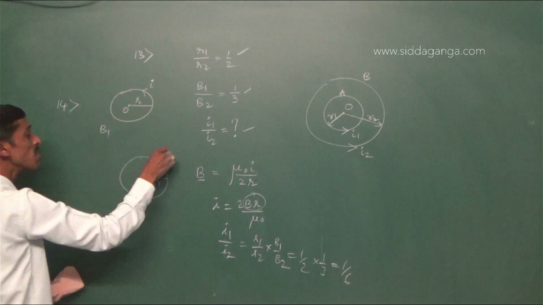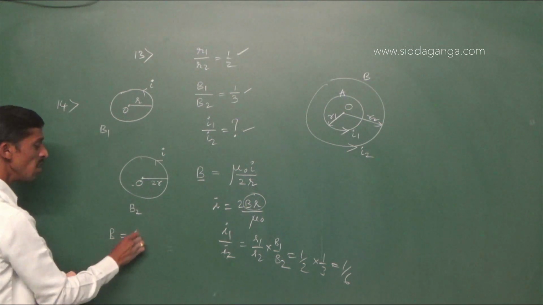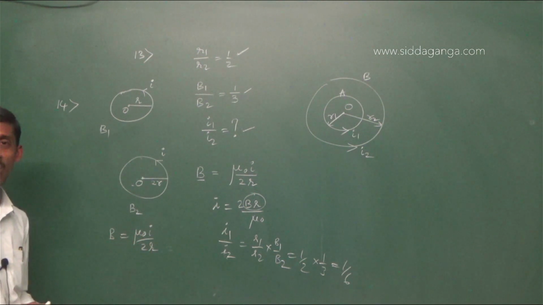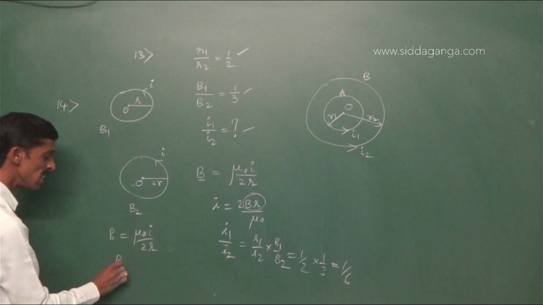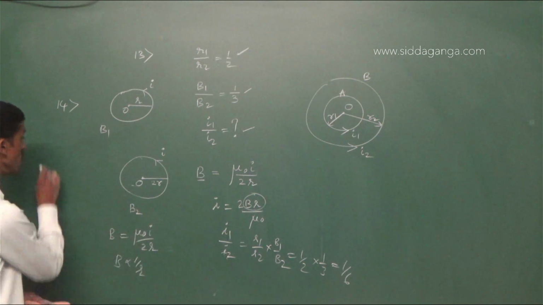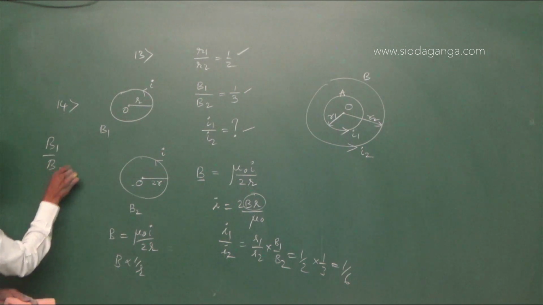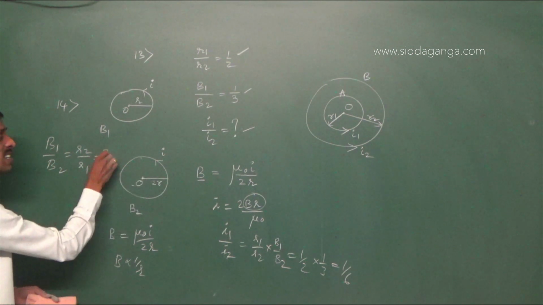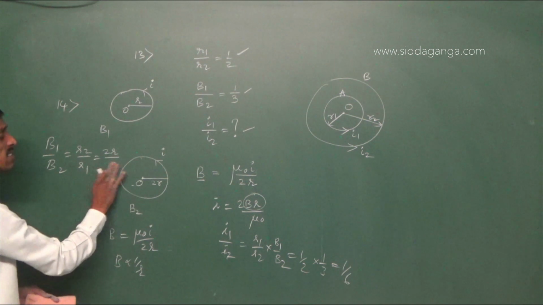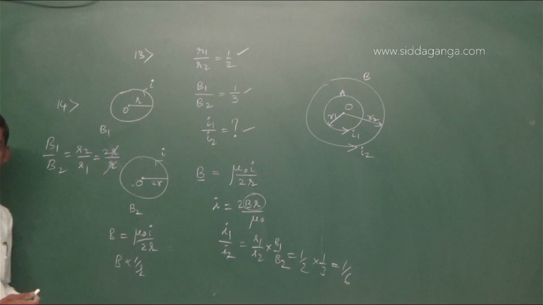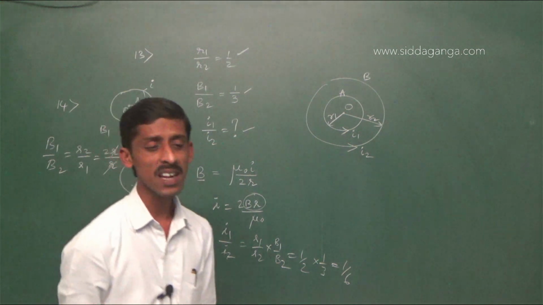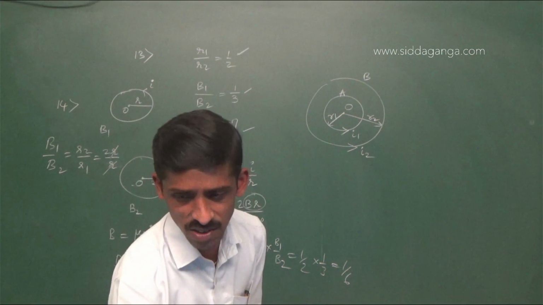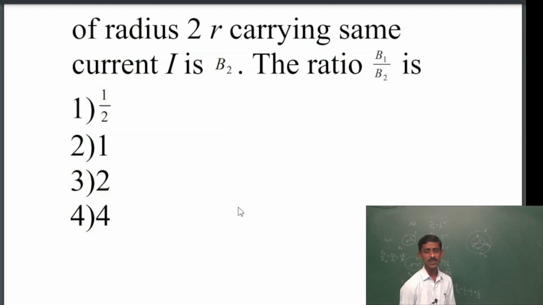For the same amount of current, the magnetic field due to a circular coil is B equal to mu naught I by 2R. For the same current, B is inversely proportional to radius. So B1 by B2 is equal to R2 by R1. In the second case, the radius is double that of the previous case. So 2R by R is equal to 2. So the ratio of B1 to B2 is 2:1. So that is the third option, 2:1.